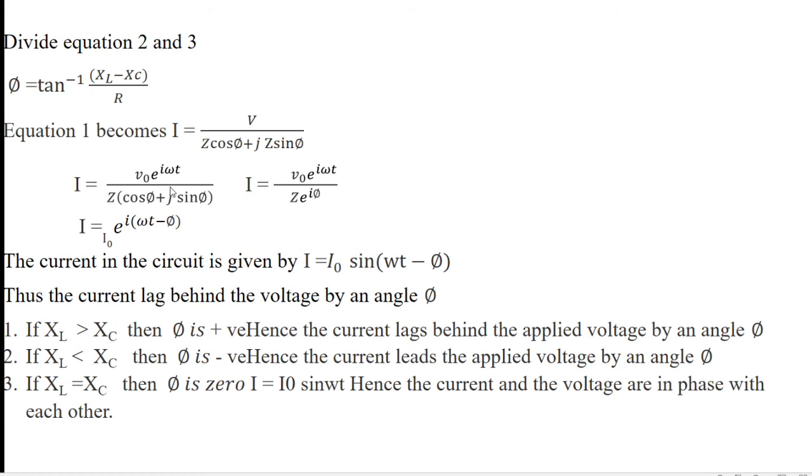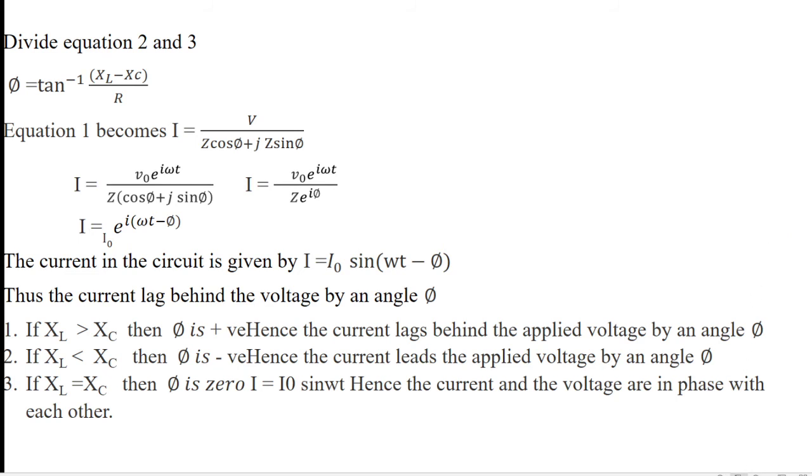Then this equation can be written as I is equal to V naught e to the power i omega t by Z e to the power i phi. When e to the power i phi goes to the denominator, then I is equal to I naught e to the power i omega t minus phi. So this is the expression of the current that flows through the resistance, capacitance and inductance.